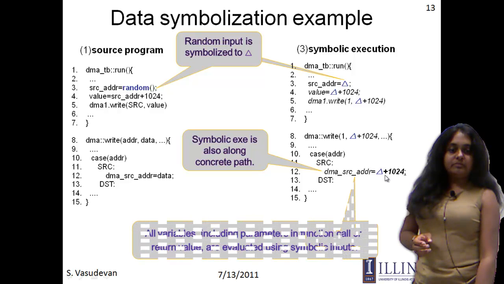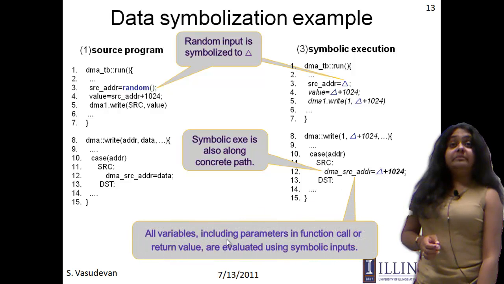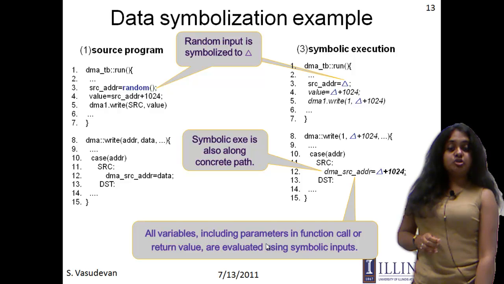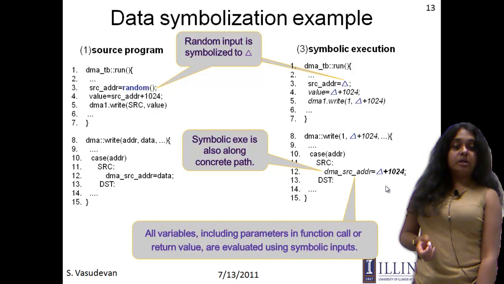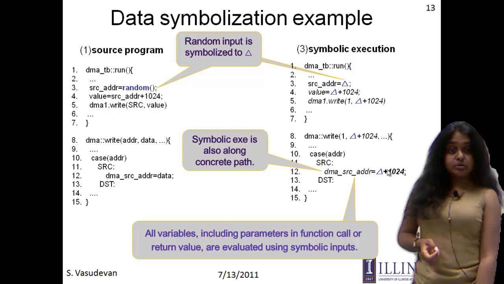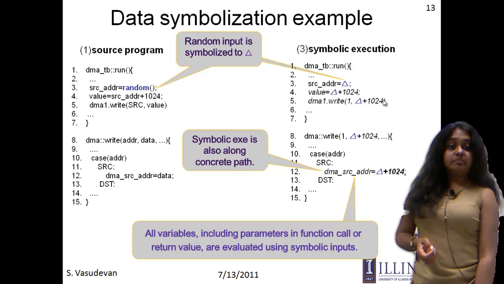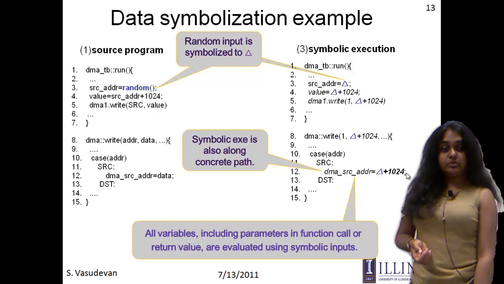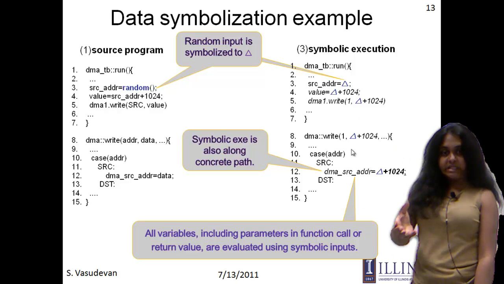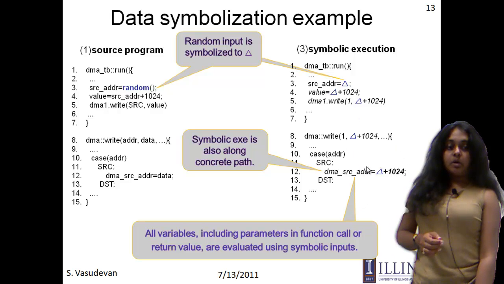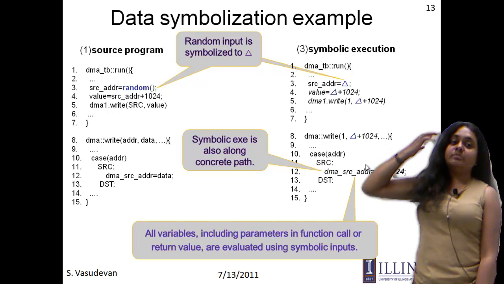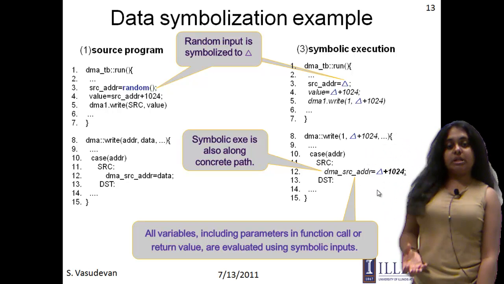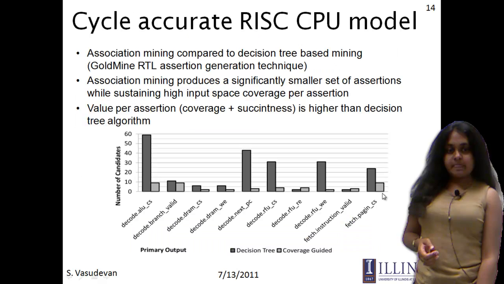And so when you come here, you see that even all variables, including the parameters and the function calls or the return values, are evaluated using symbolic input. So 2062 now becomes delta plus 1024. Okay, so 1024 is something that would be kept constant in this example. This is how symbolic execution and symbolization helps us generate much better assertions.